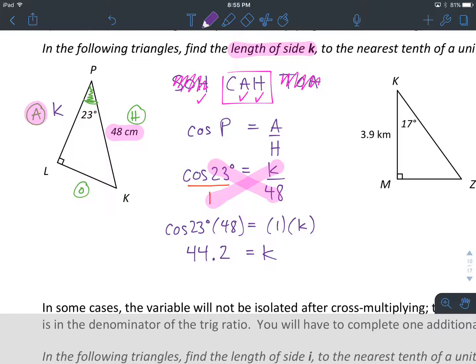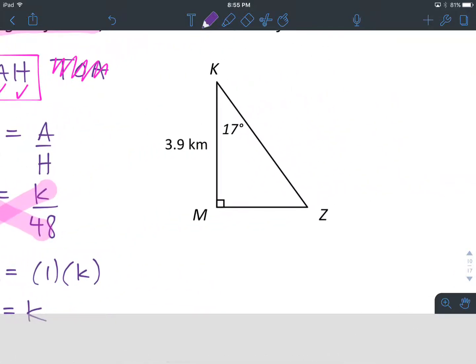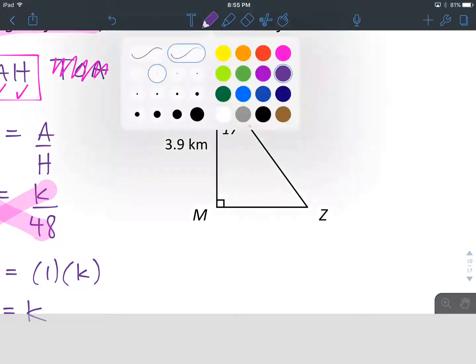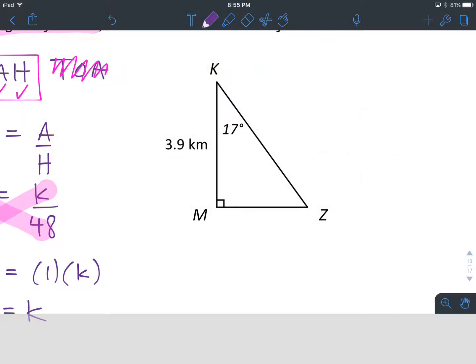What I'd like you to do is try to model this as you solve the second of these 2 examples. So hit pause here in the video, try this one on your own, try to follow the steps that I just showed you, knowing that this side here is side little k. Go solve it. When you've got an answer, come back and we'll see how you did.